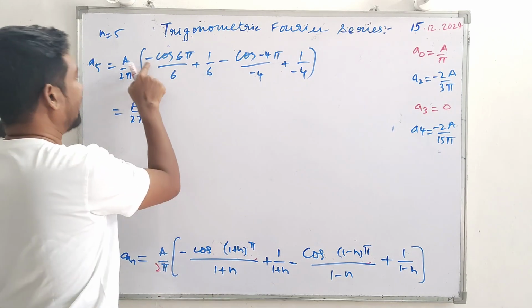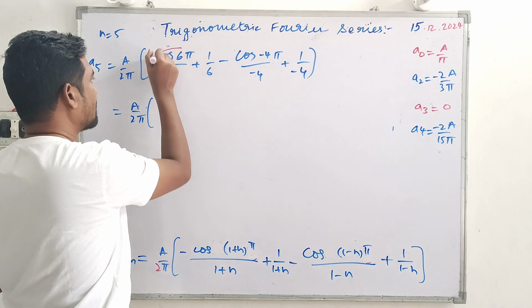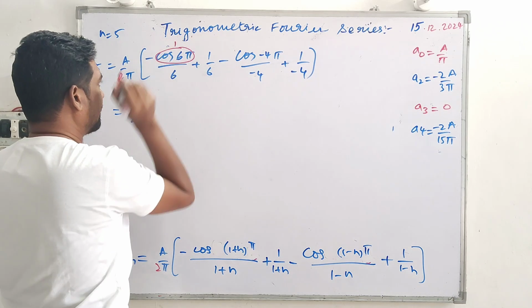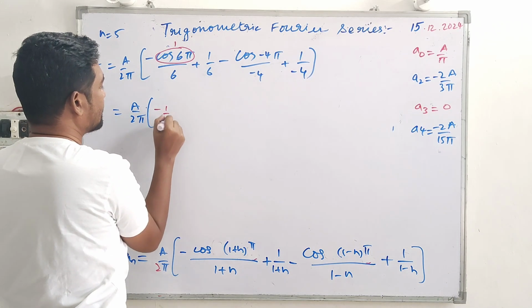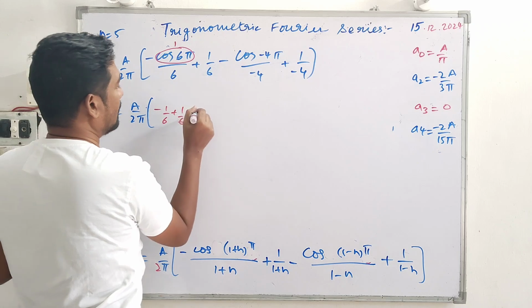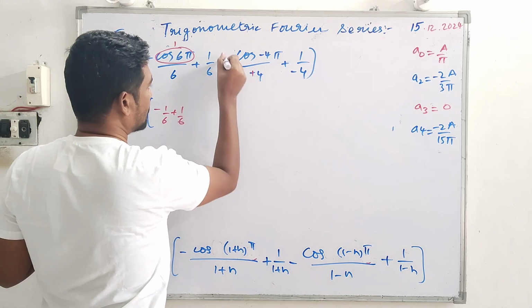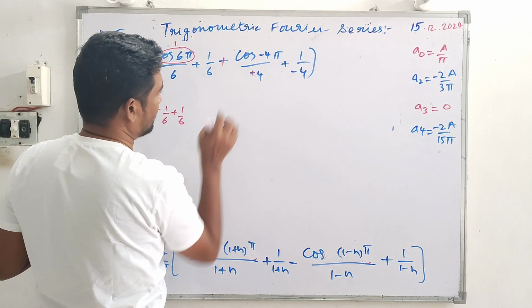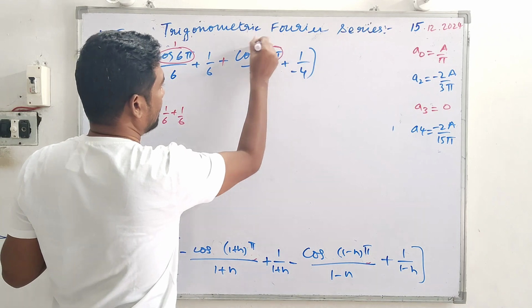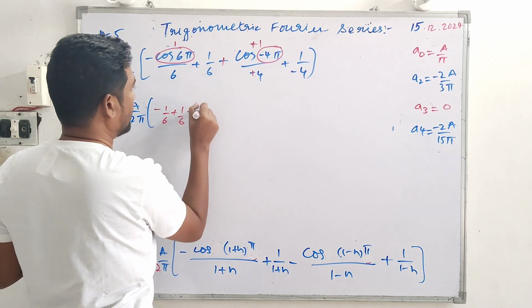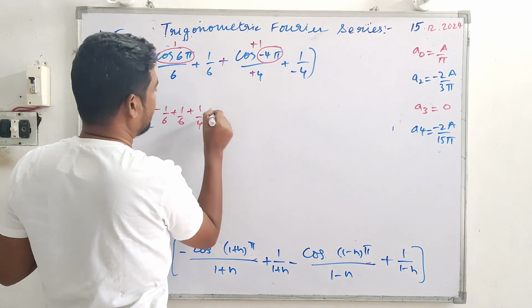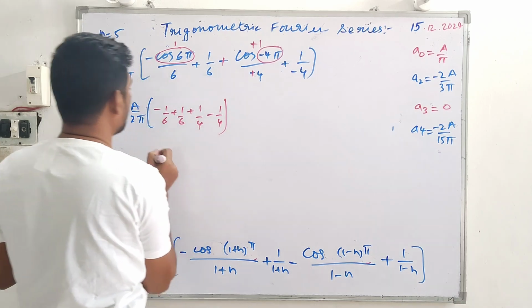Now this one we have negative, that's okay, but it's cos of even pi, that will be 1, plus 1, so minus 1 by 6 plus 1 by 6. Okay, this makes positive, but still what happens? Cos of even pi will be plus 1 here, so plus 1 by 4, and we have a negative, minus 1 by 4, cancelling each other.